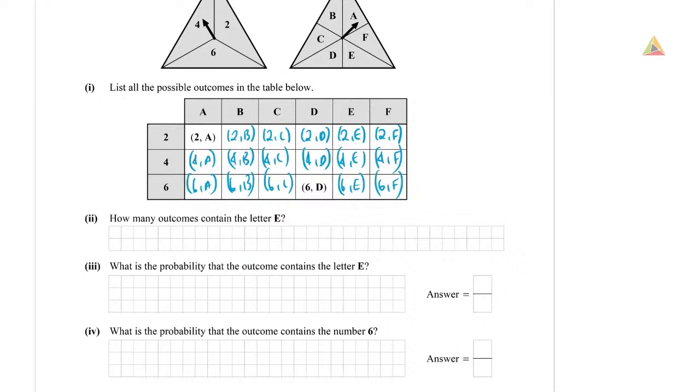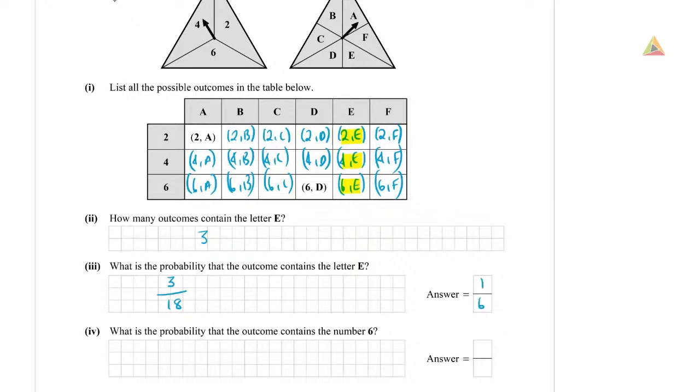Part 2, list how many outcomes contain the letter E. So let's find how many outcomes contain the letter E. So 1, 2, 3. The answer is 3. For part 3, what is the probability that the outcome contains the letter E? So it's going to be 3 possibilities out of a total of 18. If we put that into the calculator, it breaks down to 1/6.